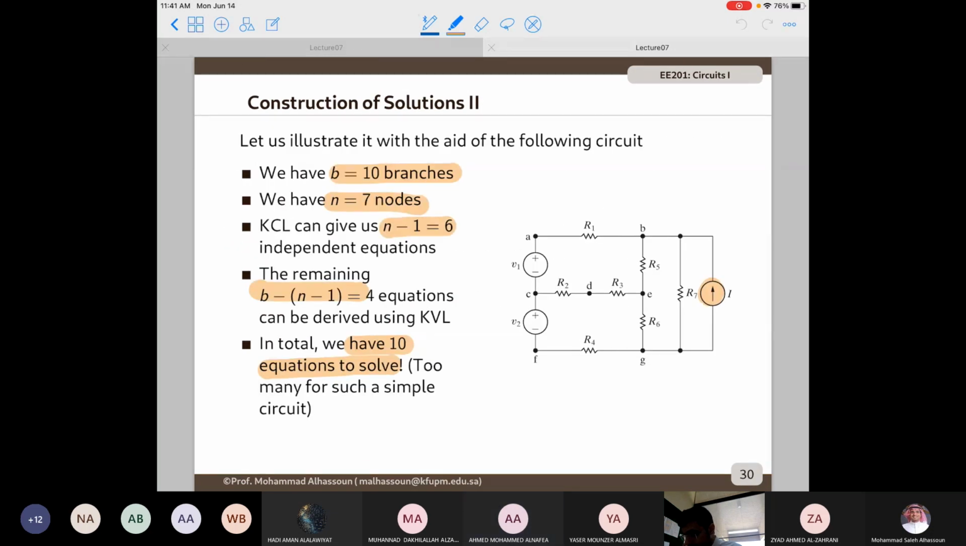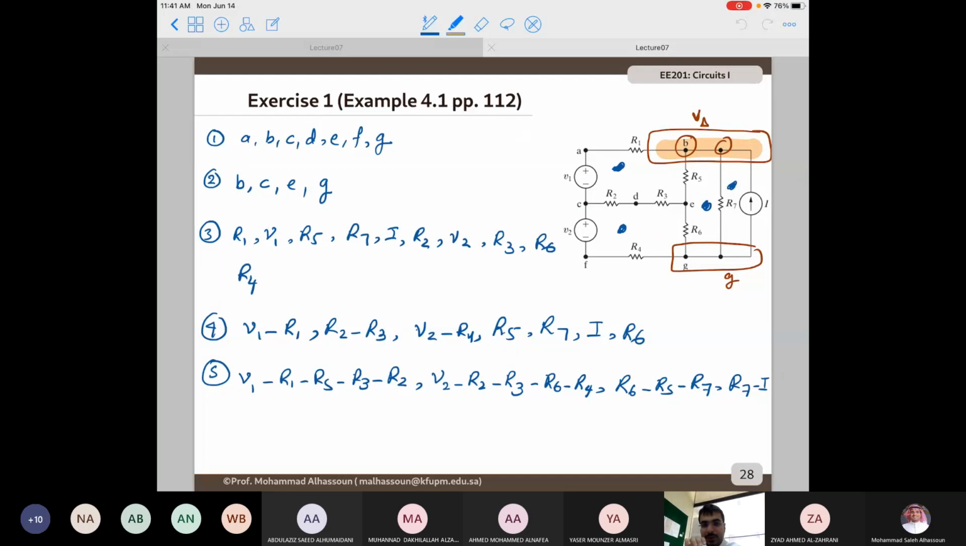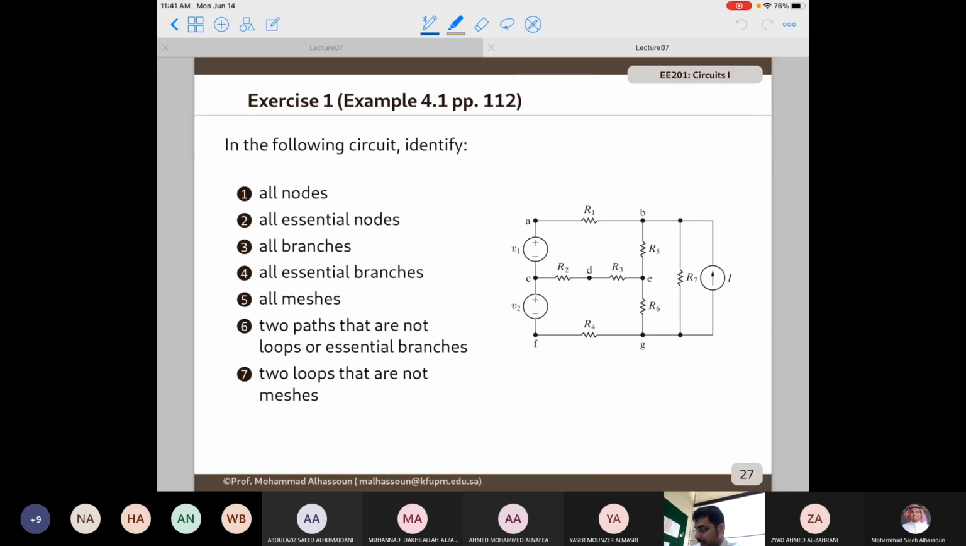A loop is... a mesh is a part of a loop, or like a subclass of a loop. So a loop can be, for example, here. If we start from this part, from F, we start at node F, and we move around the circuit until we reach point F again. Okay? Clear, Ahmed? This is a loop.